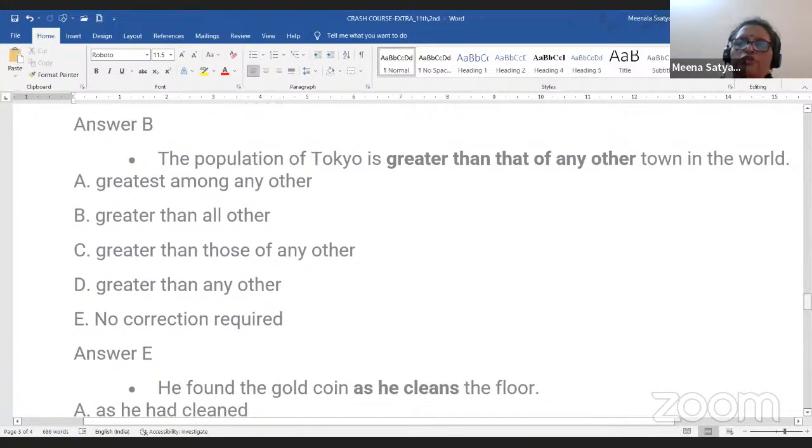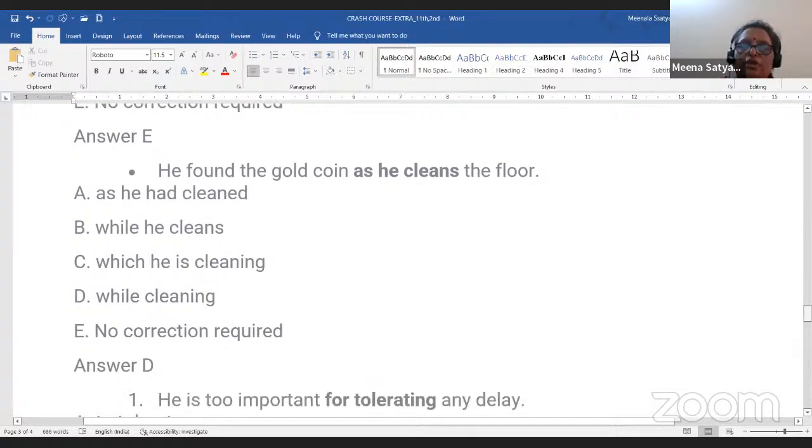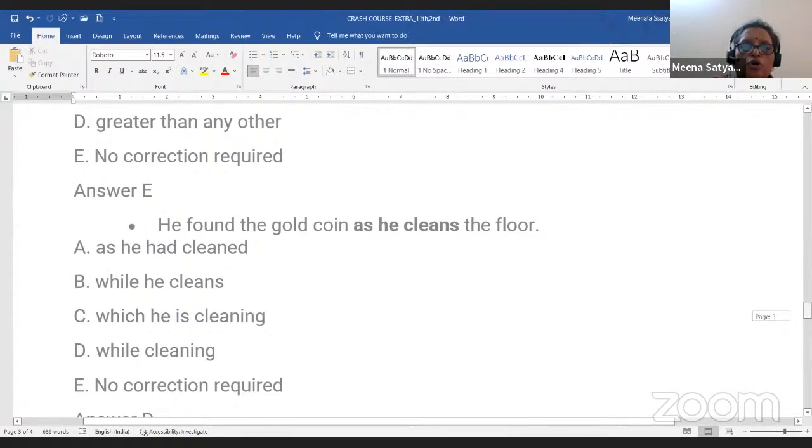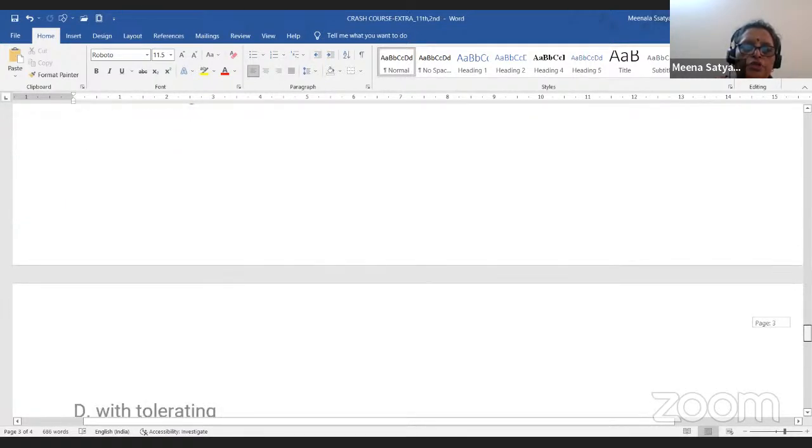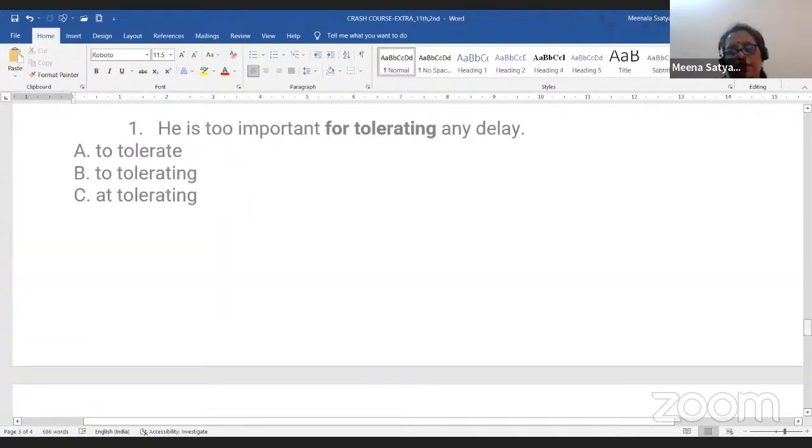The population of Tokyo is greater than that of any other town in the world. So yes, greater than that of any other town. There are only two comparisons, that's the thing. I'll come to the comparisons later. He found the gold coin as he cleans the floor, as he had cleaned, while he cleans, while cleaning. He found the gold coin while cleaning the floor. He's too important for tolerating any delay. He's too important to tolerate any delay.